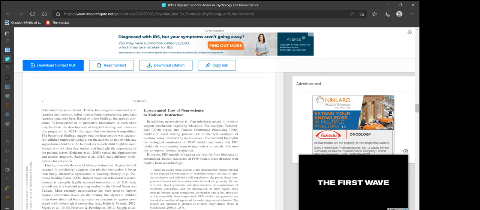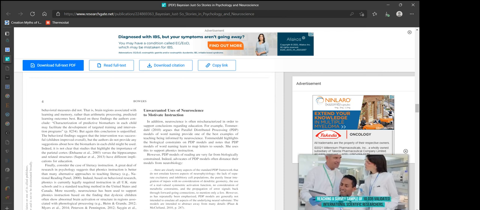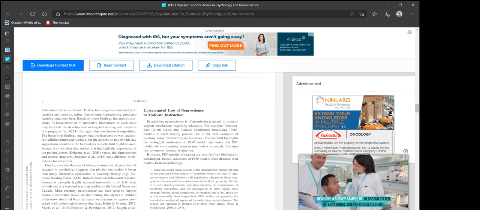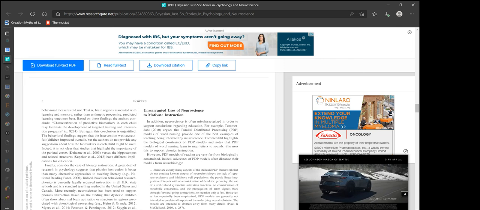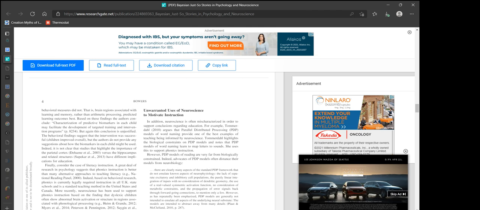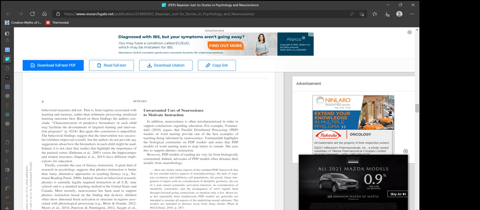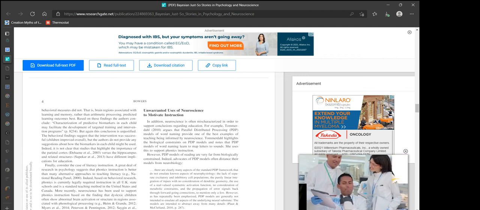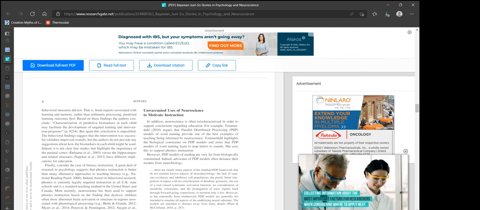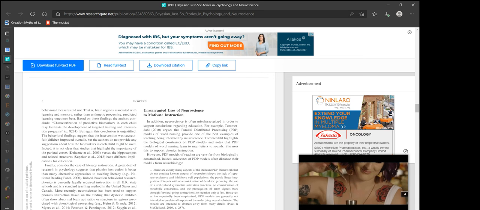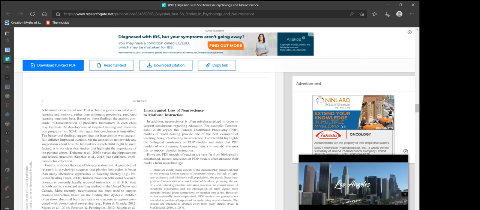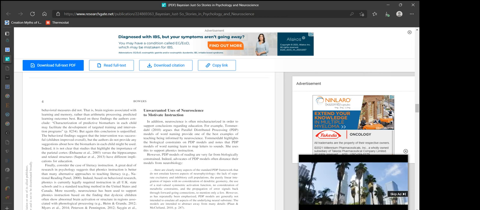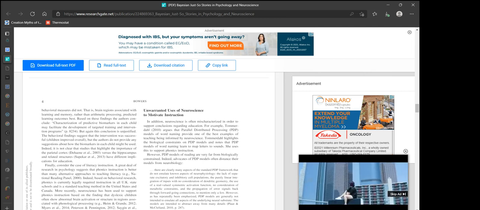Based on these findings, the authors conclude, quote, "characterizations of predictive biomarkers in each child may facilitate the development of targeted learning and intervention programs," end quote. But again, this conclusion is unjustified. The behavioral findings suggest that the intervention was successful, children improved overall, but the authors do not provide any suggestions about how the biomarkers in each child might be used. Indeed, it is not clear that studies that highlight the importance of the parietal cortex versus the hippocampus and related structures have different implications for education.